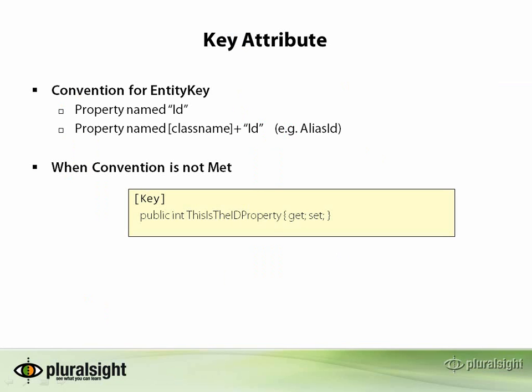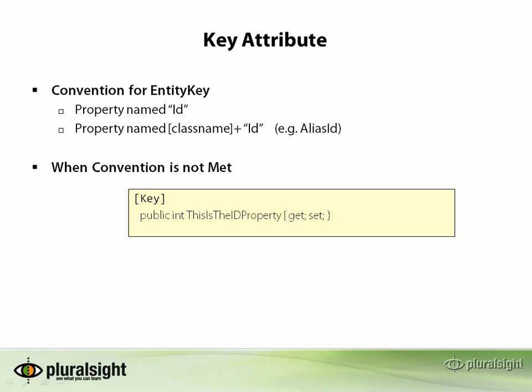The first annotation I want to show you is the key attribute. By convention, CodeFirst will look in each of my classes for a property named either ID or the class name plus ID. So for example, alias ID or tweet ID. If it can't find that, then it won't be able to determine what the entity key for the entity is. And without an entity key, we can't have an entity, and so we'll have a problem.